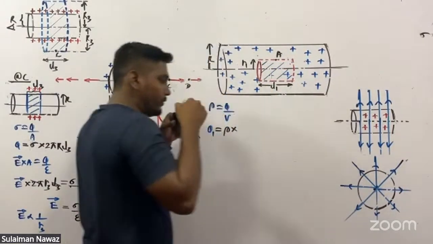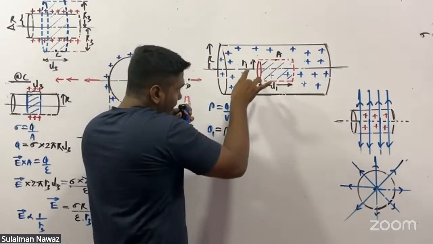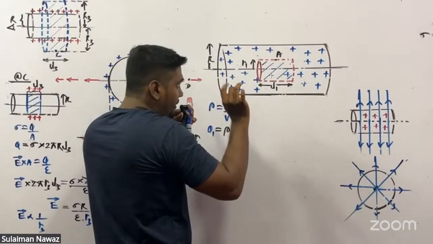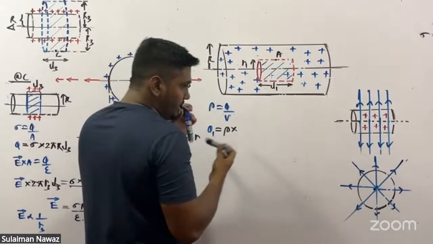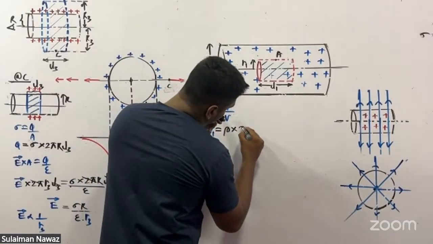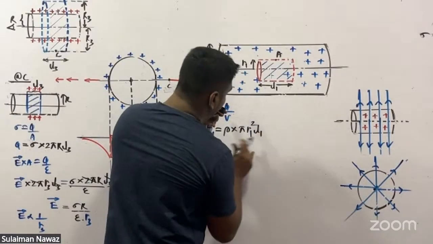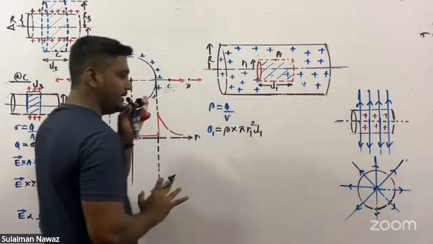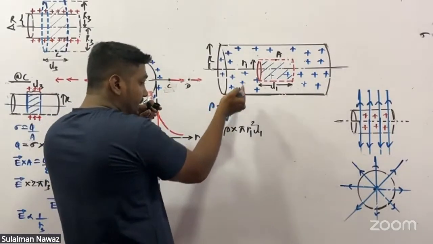This volume is going to be equal to how much? The radius is R1, the length is L1. Cylinder volume equation is pi r squared into h. Then pi R1 squared, the height is L1. Okay, this is the total charge inside the Gaussian cylinder.